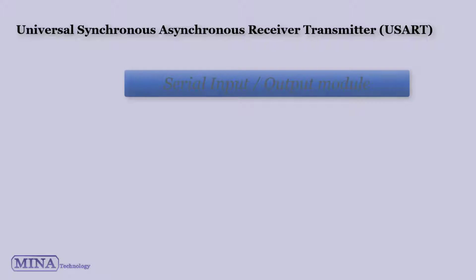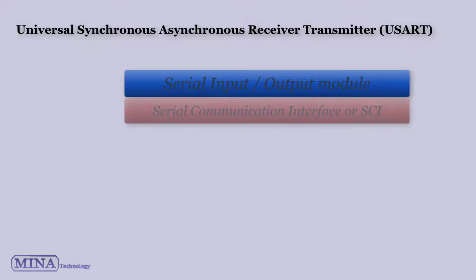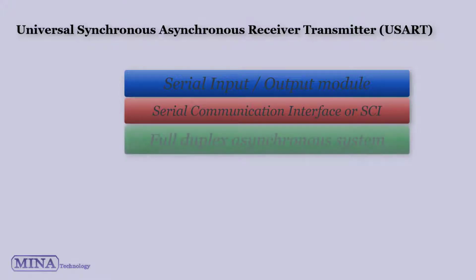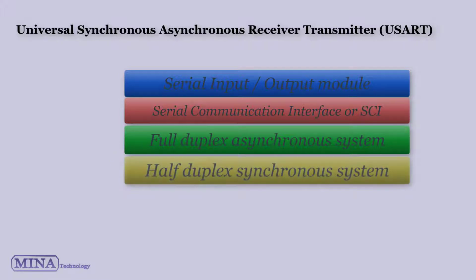Now let's take a closer look at the USART module. The Universal Synchronous Asynchronous Receiver Transmitter, USART, module is one of the two serial input-output modules. USART is also known as a Serial Communication Interface or SCI. The USART can be configured as a full duplex asynchronous system that can communicate with peripheral devices such as CRT terminal and personal computer, or it can be configured as a half duplex synchronous system that can communicate with peripheral devices such as AD or DA integrated circuit, serial EEPROM, etc.